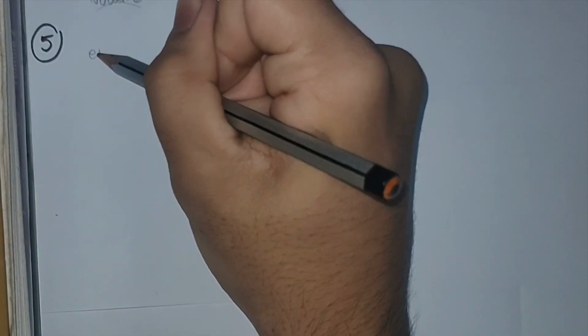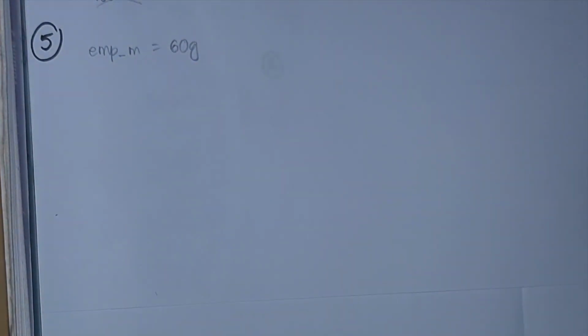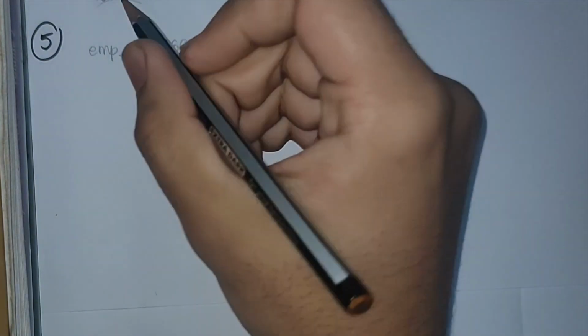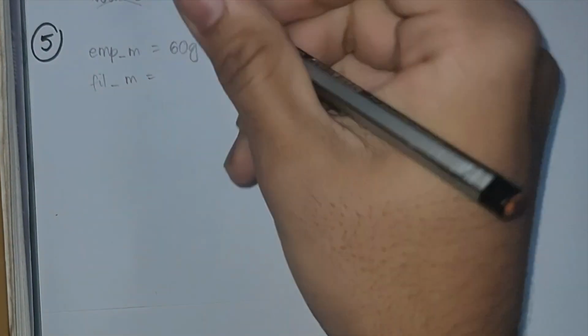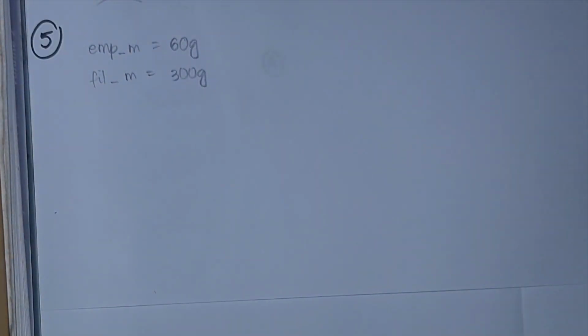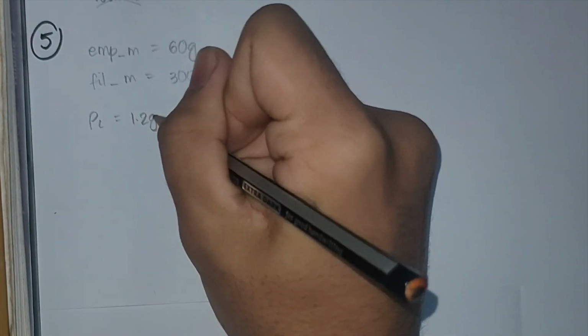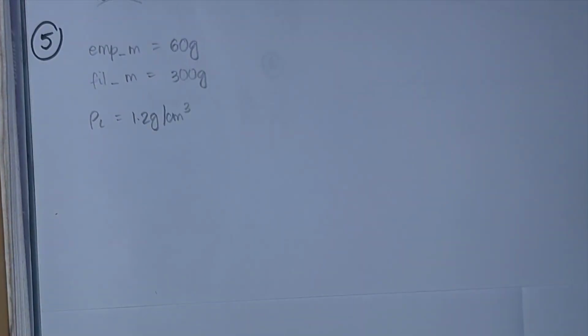Question number 5. We have two diagrams over here. The first diagram shows an empty box. So we just have a random container, a box, which weighs 60 grams. So the mass of the empty box is 60 grams. Now the box is filled with liquid and the total mass then becomes 300. These are just variables over here. We have been given the density of the liquid. So rho liquid is 1.2 grams. Now the question is, what is the volume of the liquid in the box?